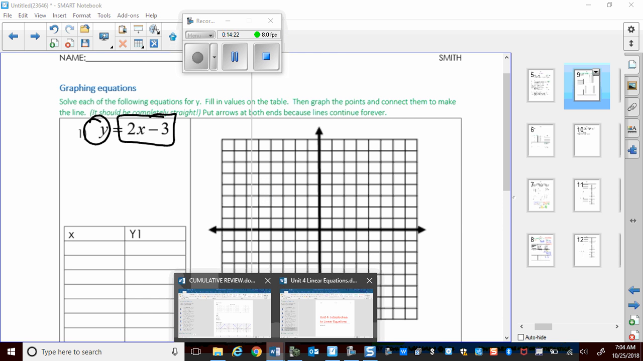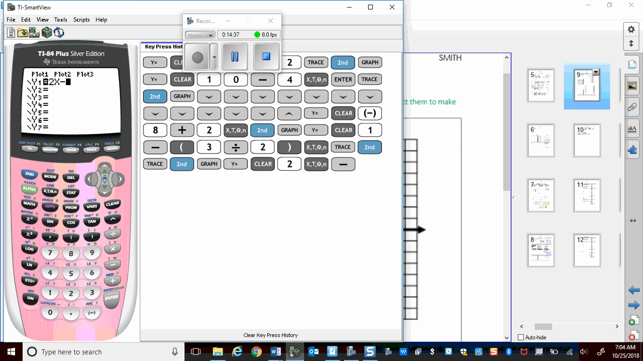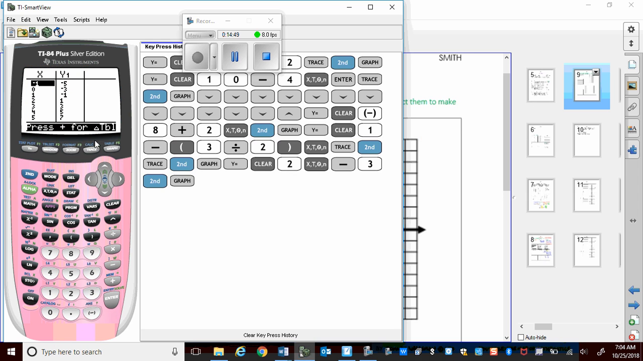So I go to my graphing calculator, go to y equals, clear out what's in there. I'm going to put in 2x minus 3. Then I go to second graph to get the table. There's my table of values. So I'm going to screenshot it. You should be writing it down.